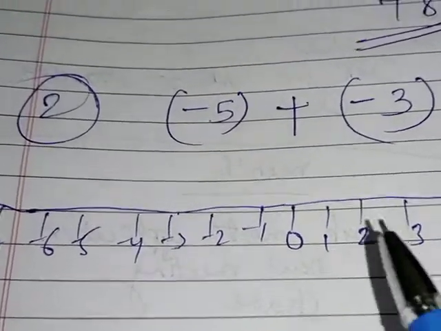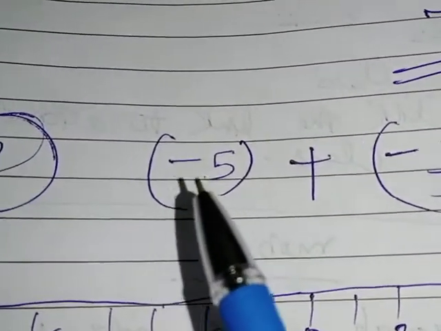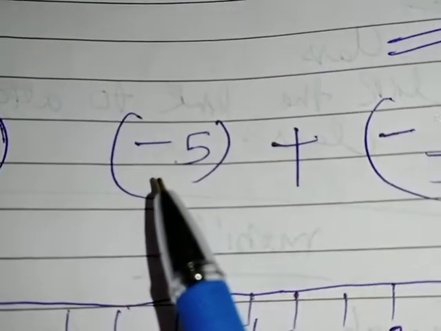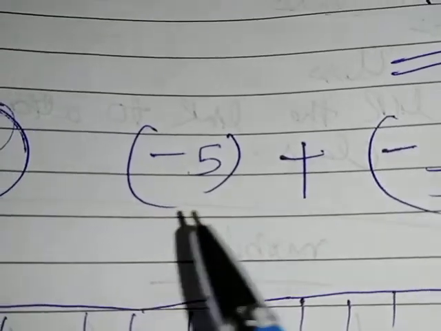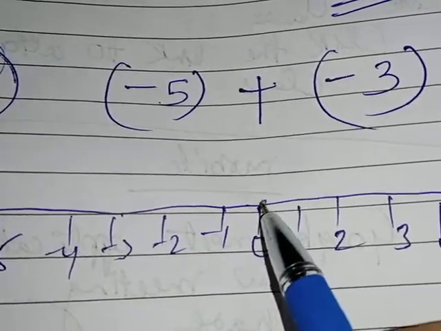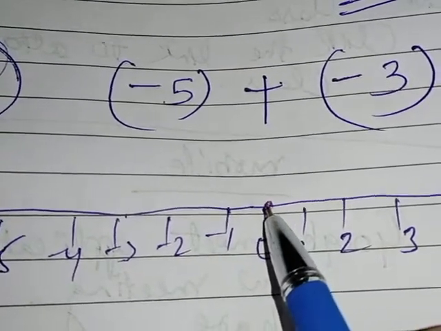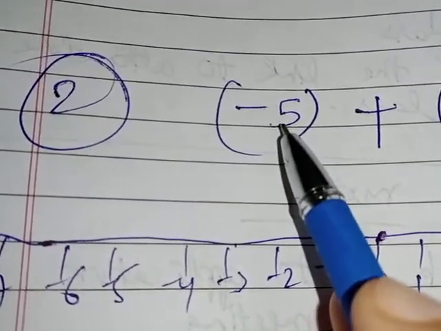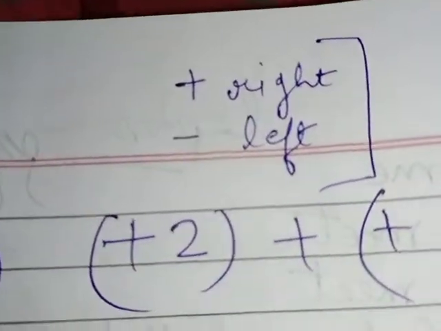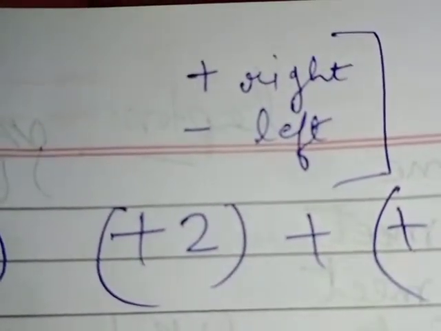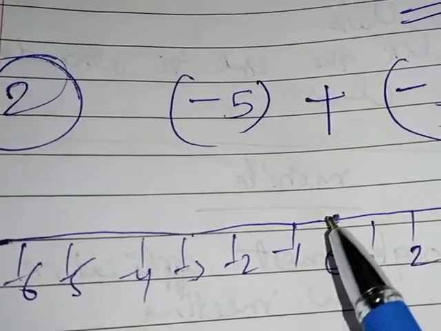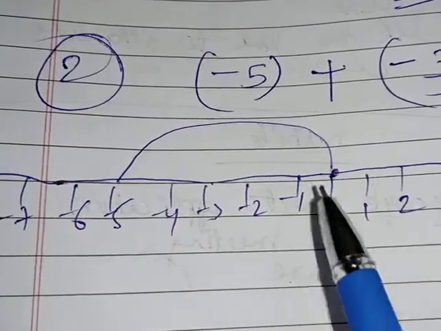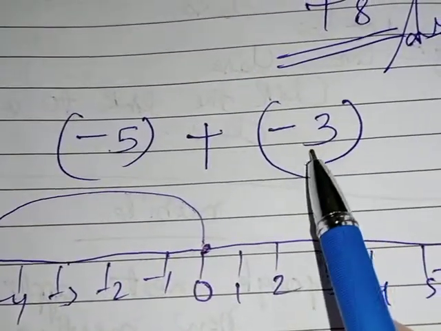What we have to do is, you see, first of all you come to the first integer which is given. The first integer given here is minus 5. What we have to do now, we will come to 0. From this 0 we will take a left turn, because this is minus. So I told you, when we have minus, we will take the left turn. Okay, so from this 0 we will come till minus 5.